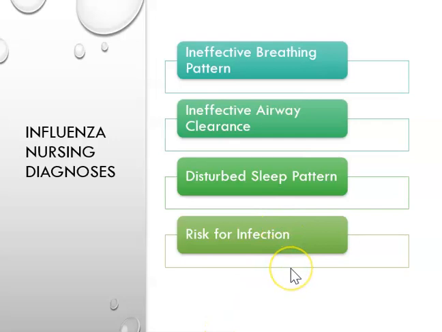Ineffective airway clearance, so monitor the effectiveness of the cough, give adequate hydration to help loosen those secretions, and increase humidity of inspired air. The humidity is not something we can really do in a hospital. We can't put a humidifier in there, but if they're on oxygen, you can add humidification to it.